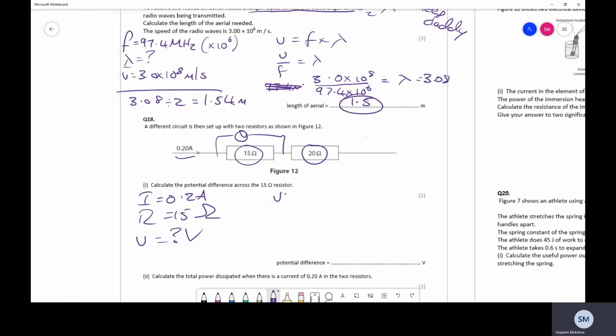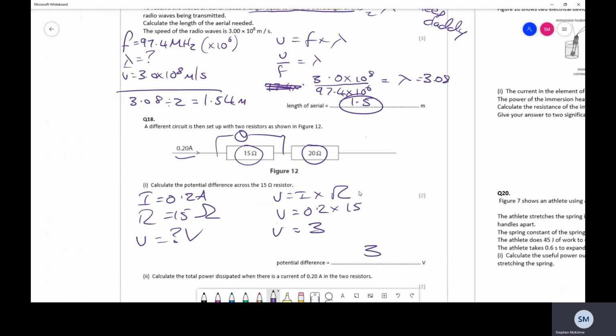So what I'm going to do is my equation, V is equal to I times R. My voltage is equal to 0.2 times 15. If I multiply those together on my calculator, it gives me an answer of 3. So my potential difference is equal to 3.